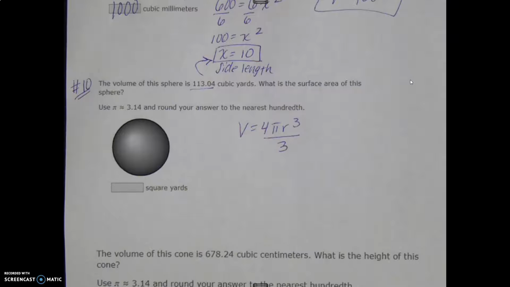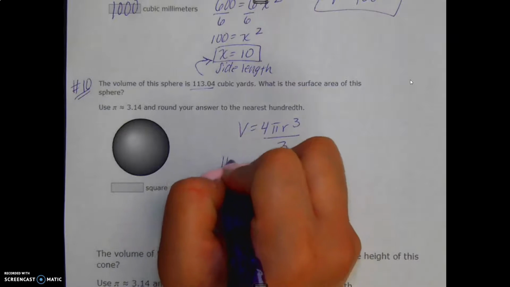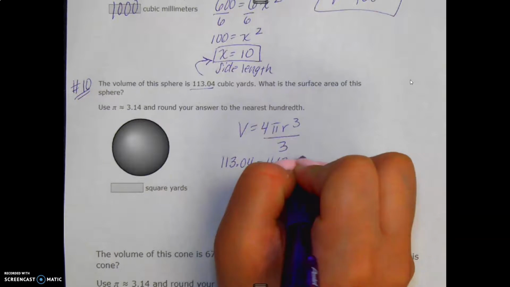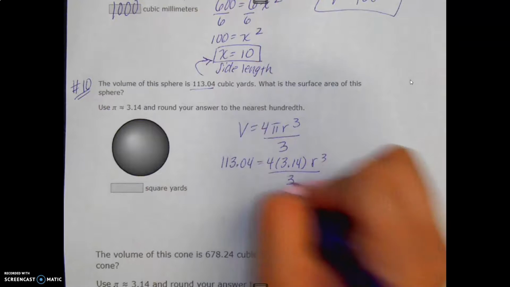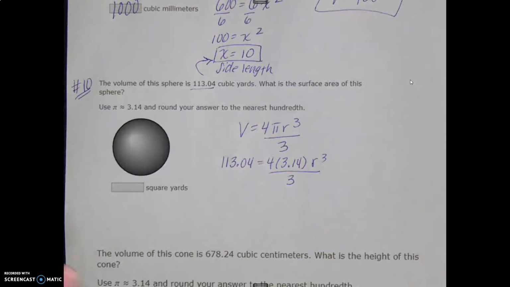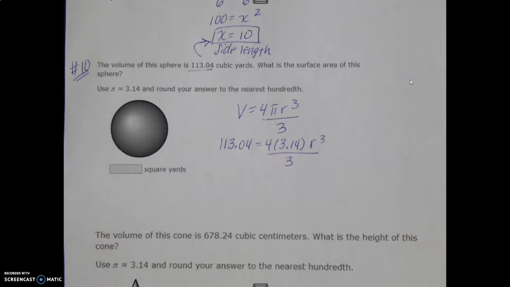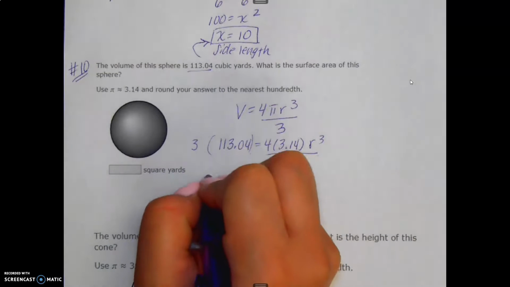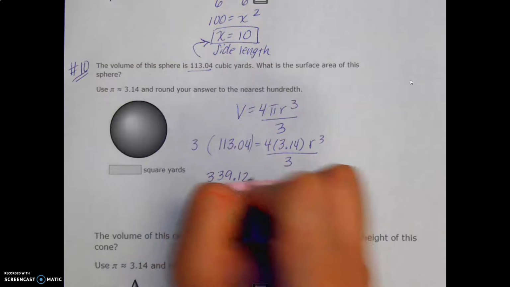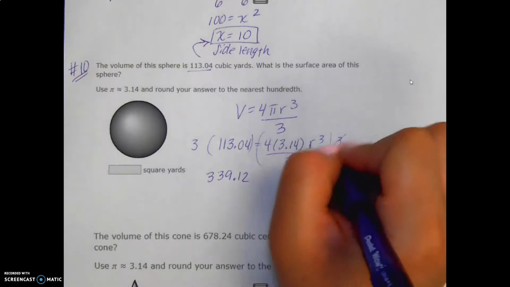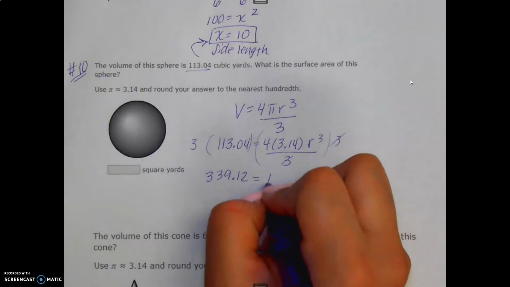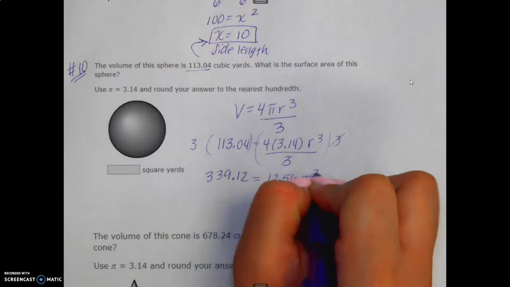Well, if you notice, they didn't give us the radius. So we need to find it. 113.04 equals 4 times 3.14 times r cubed divided by 3. From here, I want to cancel out that fraction, so I need to multiply both sides by 3. 113.04 times 3 is going to be 339.12. If I multiply this whole thing by 3, these go away. And I'm left with 4 times pi, which is 12.56 r cubed.